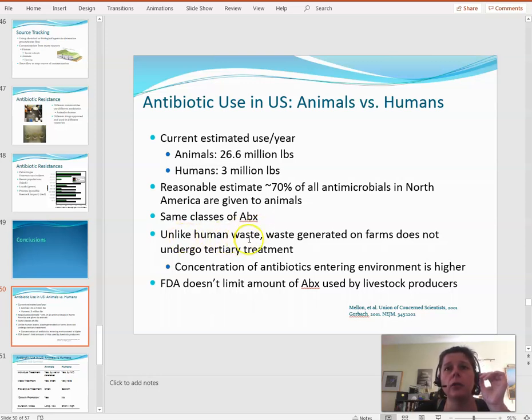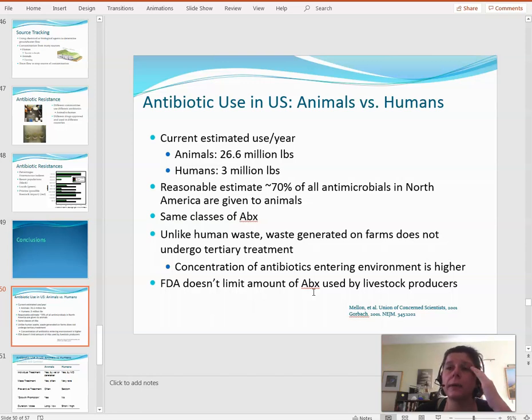And unlike human waste, waste generated by farms does not undergo tertiary treatment, so it doesn't go through the full treatment. It doesn't have that chance to break it down. Even though we are seeing them in wastewater treatment plants, we do find a lot of these CAFOs in there. And so the concentrations of antibiotics entering the environment is very high. And the FDA doesn't limit the amount of antibiotics used by livestock producers. And there's no MCL for these.